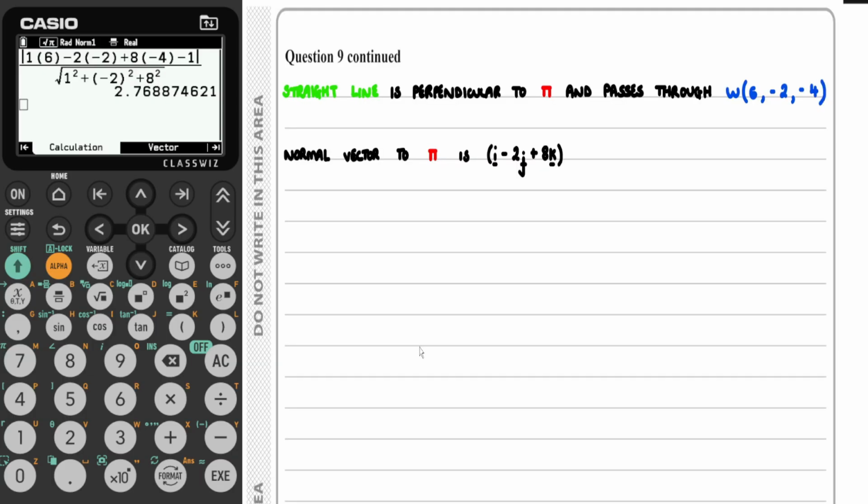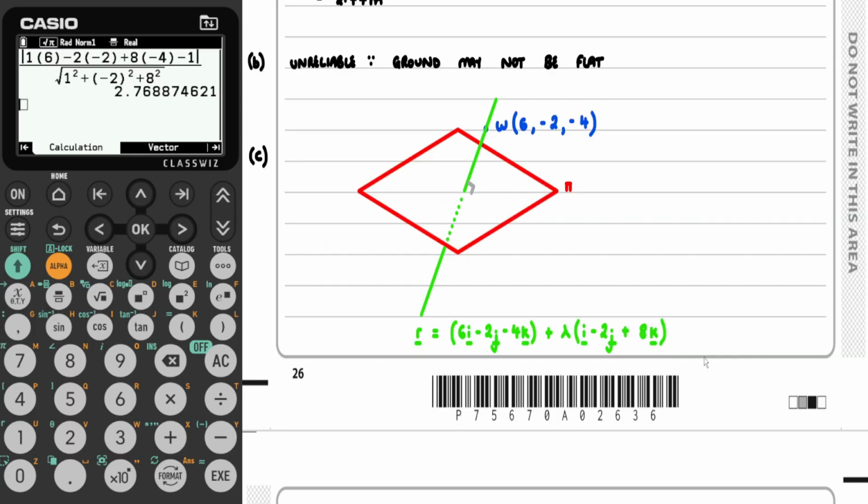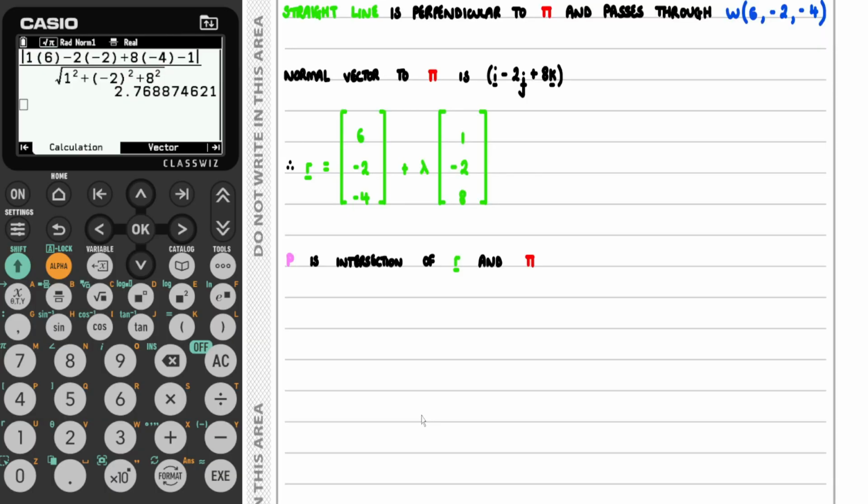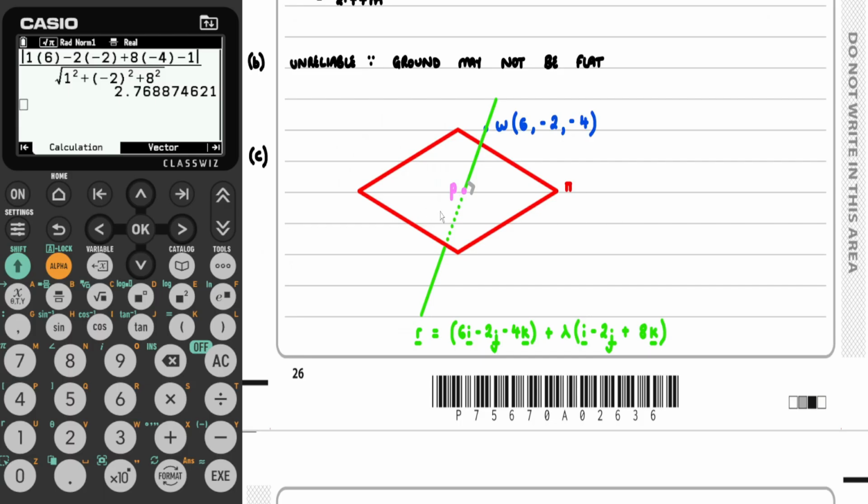The normal vector to pi is given by i subtract 2j plus 8k, and therefore we can state the equation of the straight line. That will be given by 6, negative 2, negative 4, plus lambda multiplied by 1, negative 2, 8. And we've shown that here. We know that P is the intersection of R and pi, and that is shown here. So our task in this question is to find out the coordinates of P.